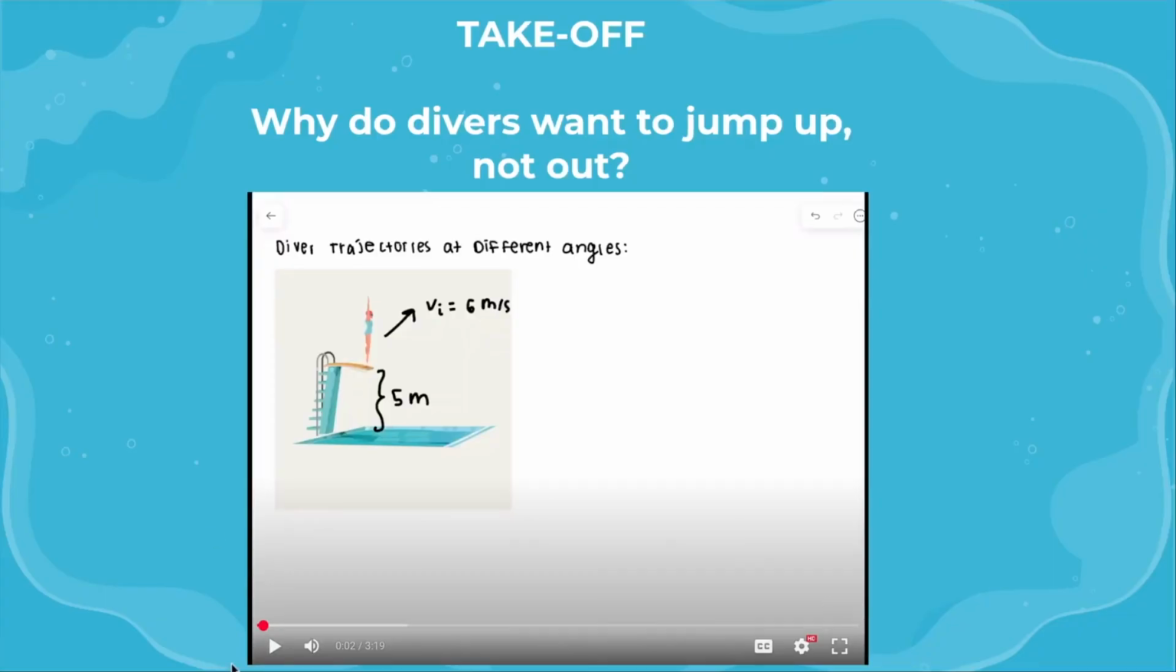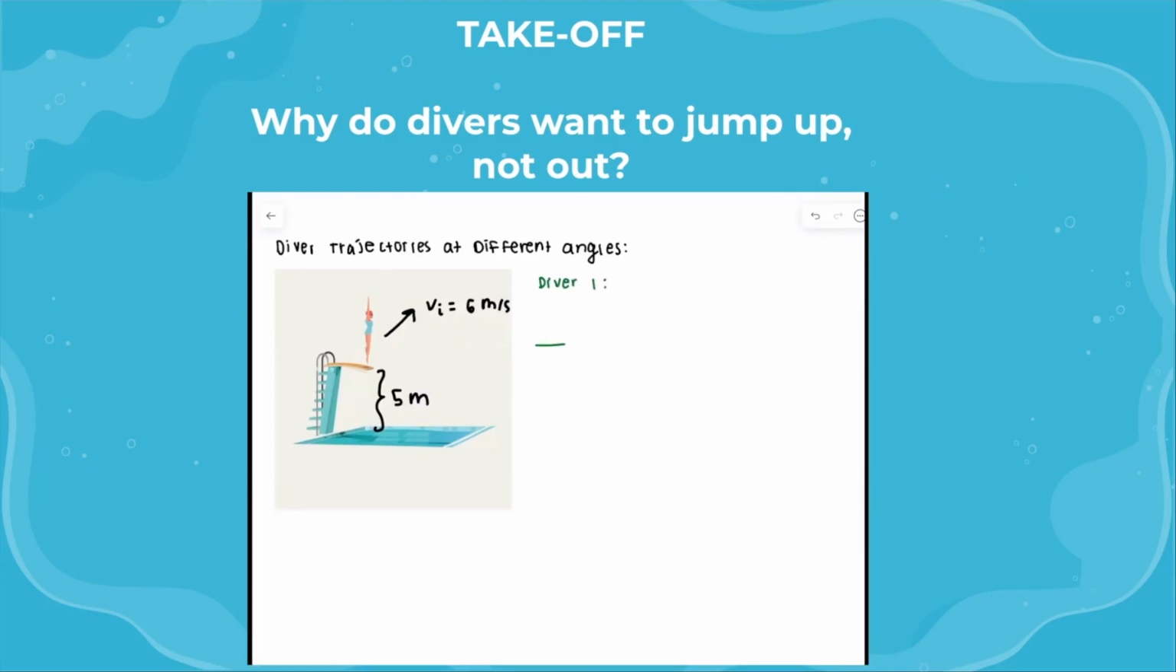So, a key component of the takeoff is that divers want to jump more upwards than outwards, but in terms of physics, I'm going to be explaining why this is so important in relation to kinematics. So, say we have this diver with an initial velocity of 6 meters per second, and the height of the board is 5 meters, and we have one diver that jumps off at 45 degrees. Based on this, we can calculate the vertical component and the horizontal component.